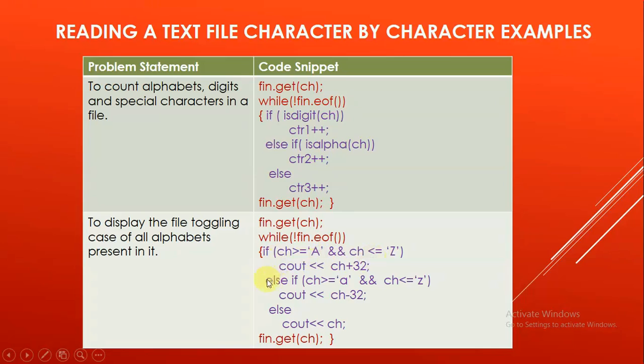And if it is not a capital alphabet, I will check whether it is small a to small z. If yes, I will simply subtract 32 from it, because if I subtract 32 from a small alphabet, I will get the ASCII value corresponding to the capital alphabet. And if this is not the case, if it is not an alphabet, I will simply cout ch. So this is my code snippet, and then I will read the next character, and this loop will continue until the end of file is reached.